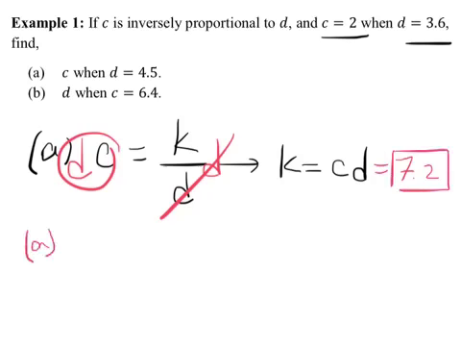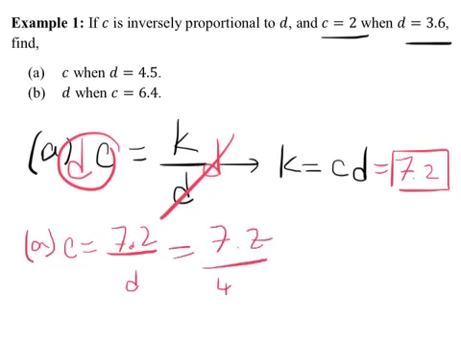Now let's go take a look at part A. We remember c is equal to k over d, but k is 7.2, which we solved for. And for this part, they want to know what c is when d is 4.5, so let's just plug in 4.5. And what we're going to end up getting here, when we do 7.2 over 4.5, is 1.6.